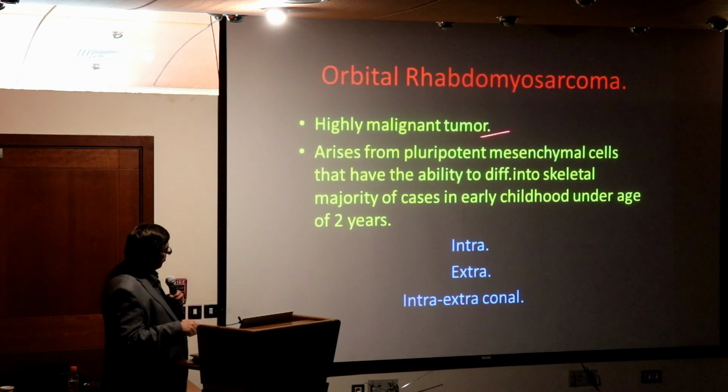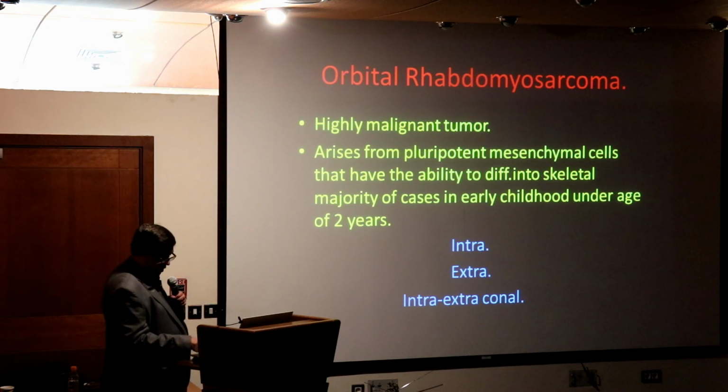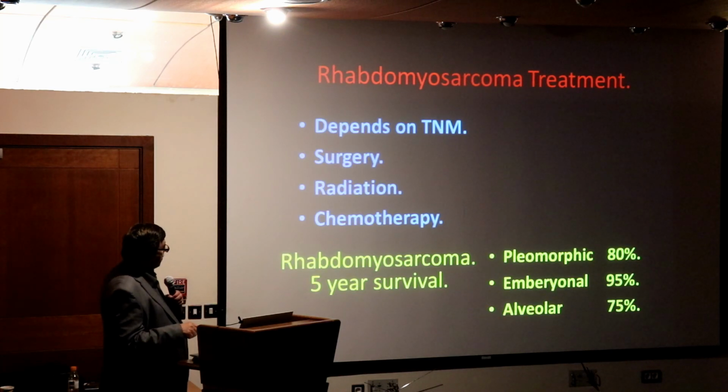So rhabdomyosarcomas are rather lethal and malignant tumors. They could be intra or extraconal, and treatment depends on the tumor node metastasis classification: surgery, radiation, and chemotherapy. There are 3 types of rhabdomyosarcoma.